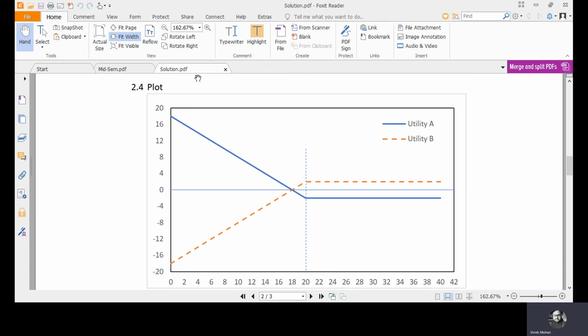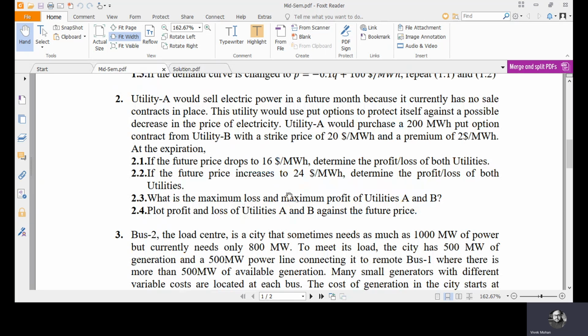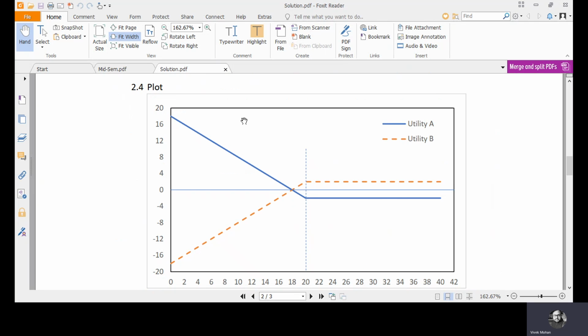Now in the fourth part of the question, you are asked to draw the profit loss characteristic of utility A and B. That is what is drawn here.